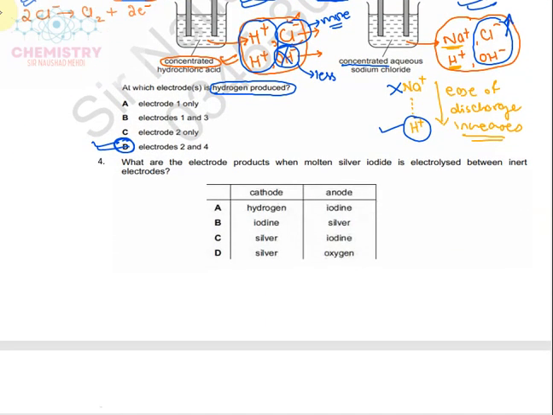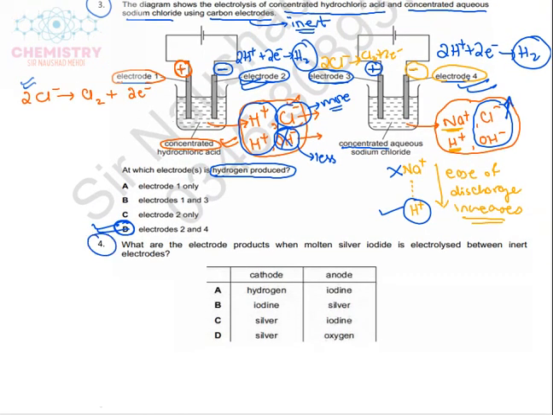Now coming to the next question. In question number 4 it is saying, what are the electrode products when molten silver iodide is electrolyzed? Since it is a molten electrolyte, you will have only one cation and one anion. The cation would be silver, Ag plus, and the anion would be iodide, I minus. At the cathode, the cations would be going over there, so at the cathode the silver will get discharged, right?